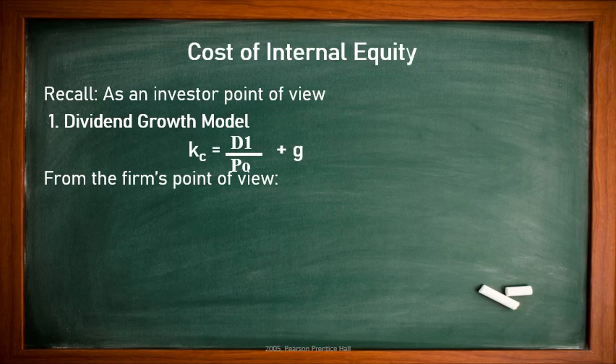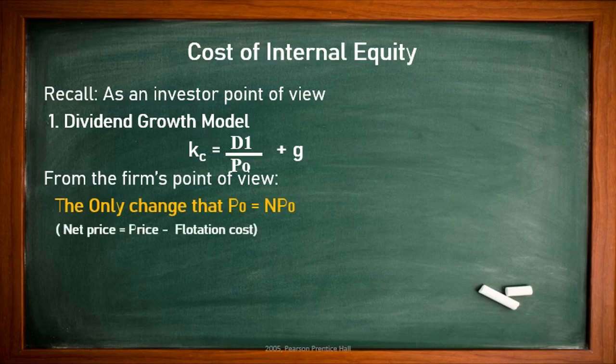From the firm's point of view, if you are going to calculate, the only change is that previously P0 will be converted into NP0, and now you are very much aware of this because twice we presented it with the debt and the preferred stock. Net present value or net price: we can say that whatever the net price is, it will be reduced only by the flotation cost. As you know, net price is equal to price minus flotation cost.